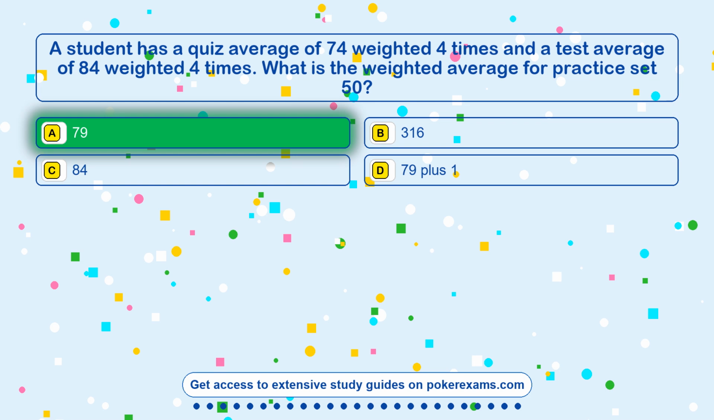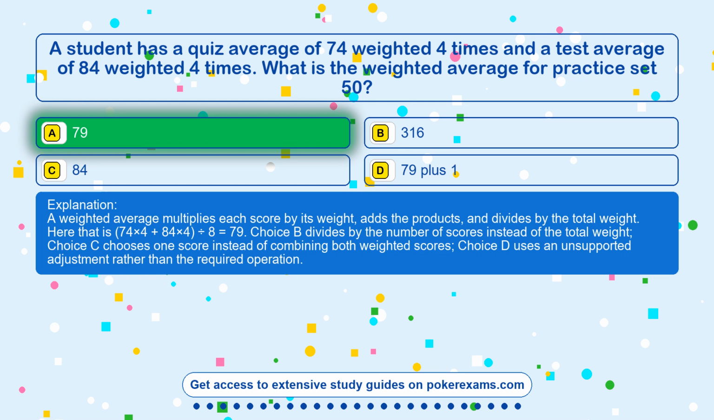79. A weighted average multiplies each score by its weight, adds the products, and divides by the total weight. Here that is 74 times 4 plus 84 times 4, divided by 8 equals 79. Choice B divides by the number of scores instead of the total weight, choice C chooses one score instead of combining both weighted scores, choice D uses an unsupported adjustment rather than the required operation.